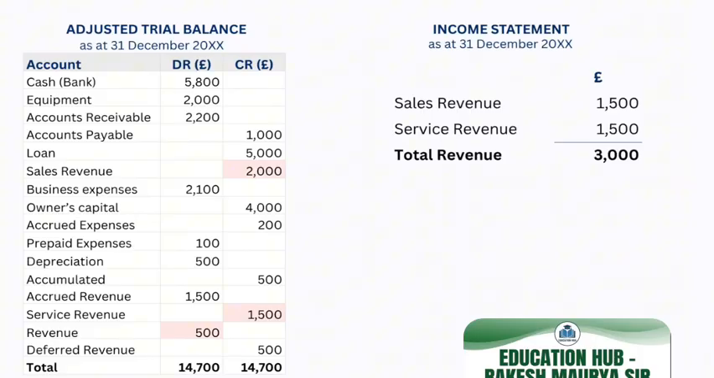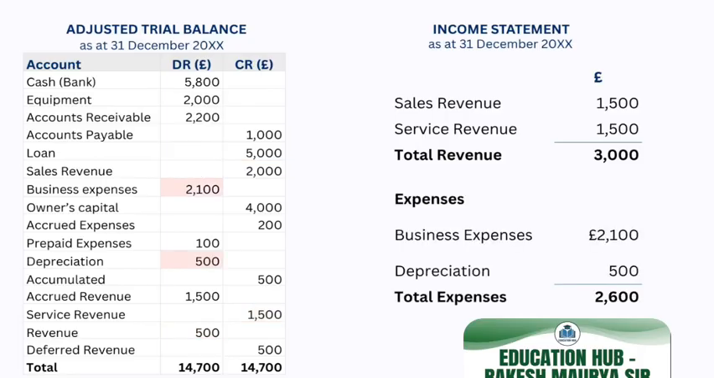From our trial balance, sales revenue and service revenue £1,500. Total revenue equals £3,500. Next, we list expenses. Business expenses £2,100 and depreciation expense £500. Total expenses equal £2,600. Profit equals revenue minus expenses.